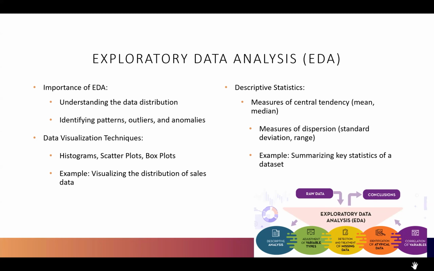And this is, I would say, a good pipeline of what we usually do with EDA. So you look at descriptive analysis, adjustment of variable types, let's say if you have textual data, how you're going to manage the textual data, detection and treatment of missing data, identification of atypical data, and correlation of variables. How do the variables relate to each other? For example, you're looking at car speed and you're correlating it to acceleration. Are these dependent? Most likely they are. And if they are dependent, and I know we're going to talk about this later, it may impact the performance of the models.